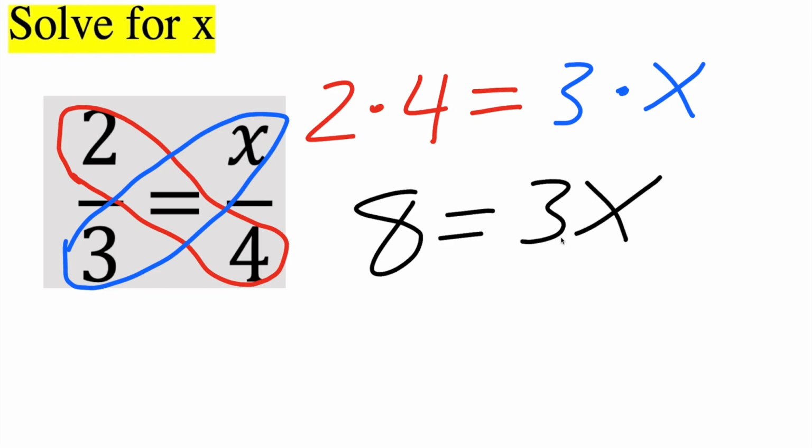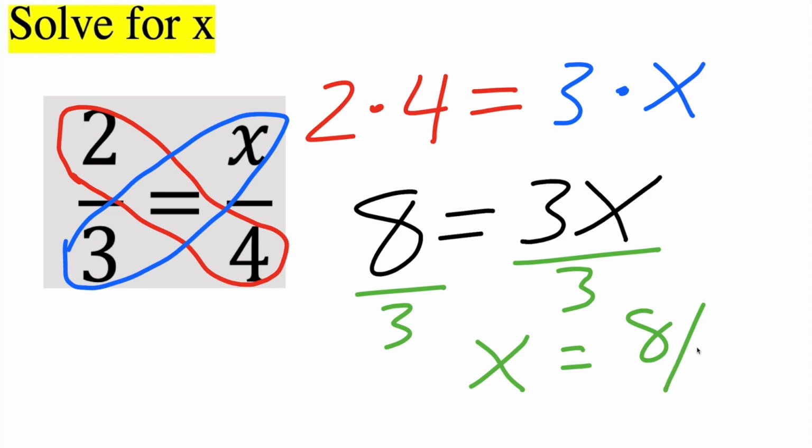And we want to solve for x, so saying 3 times x. And the opposite of multiplication is division, so we're going to divide by 3. So x is equal to 8 divided by 3, and that's our final answer.